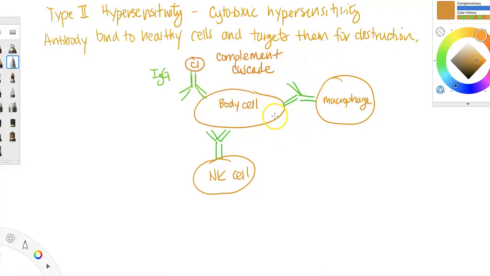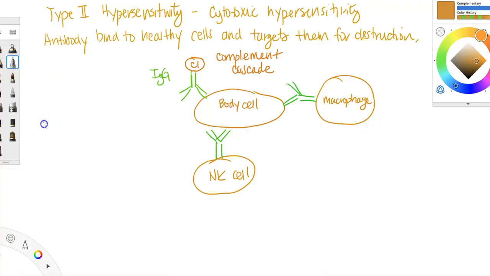So the antigen attaches to, or is attached to, that host, and the antibody attaches to that on the body cell, and then it targets that body cell. So a couple diseases act by this type of antibody antigen complex.